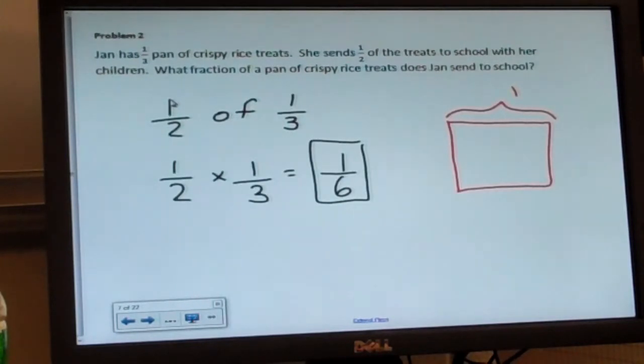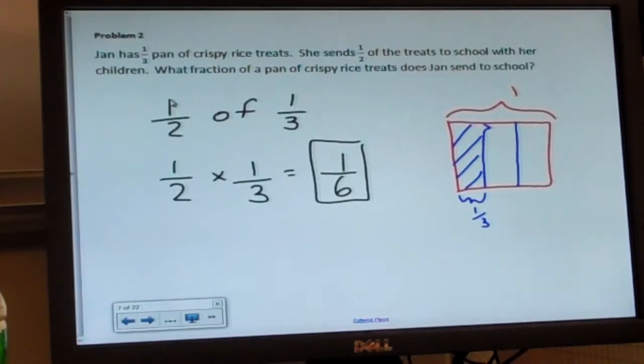Michael, don't start yet. Matt, don't start yet. Michaela? We have 1/3. We have a third to start. So I'm going to take my model and cut it into thirds. And how many of those do you think I'm going to shade? Vincent? 1/3. We're going to shade our 1/3. Are we okay with that part? And now what do we want to find of our 1/3? We're finding a half of 1/3. So what do you think we're going to do? Ella? Cut your 1/3 in half.